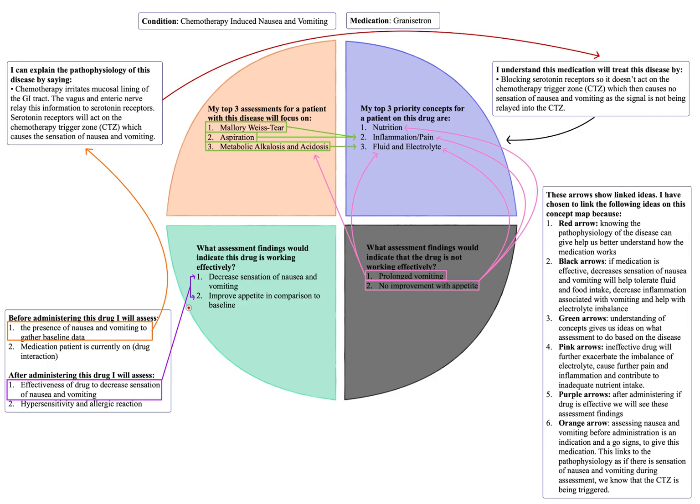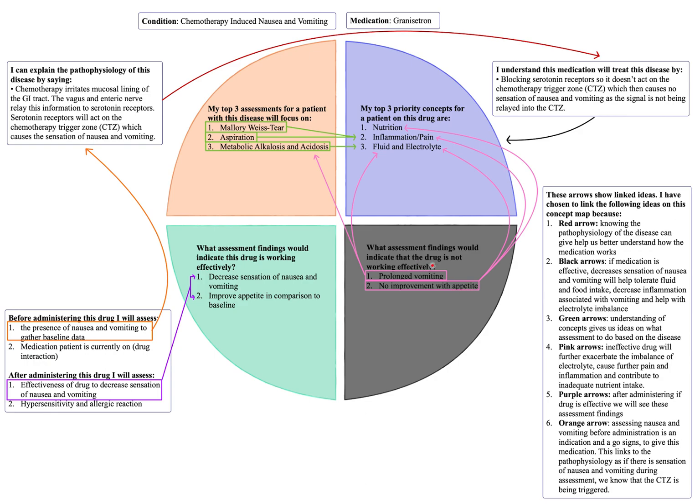And after I administer this medication, I will assess for the effectiveness of the drug. This is the decrease in sensation of nausea and vomiting, and we could see this with greater tolerance of fluids and food intake. So we can see with the purple arrow here, assessment findings that indicate that the drug is working effectively are decreased sensation of nausea and vomiting, and improved appetite in comparison to baseline. And another thing that I will assess for after administering is hypersensitivity and allergic reactions, as per every drug.